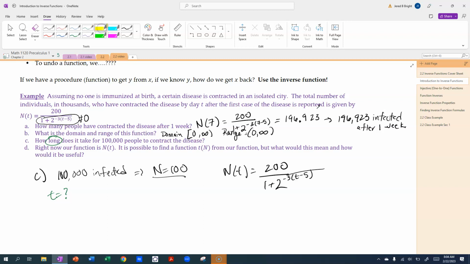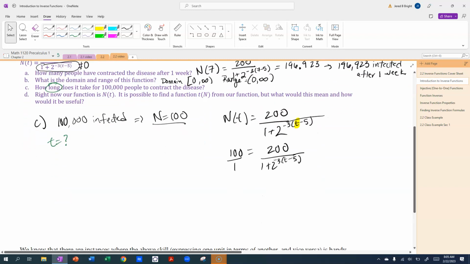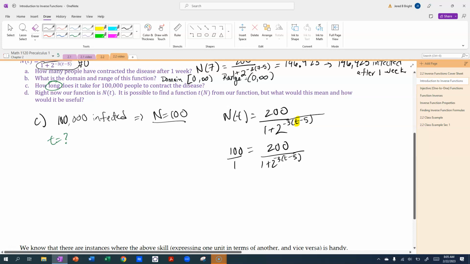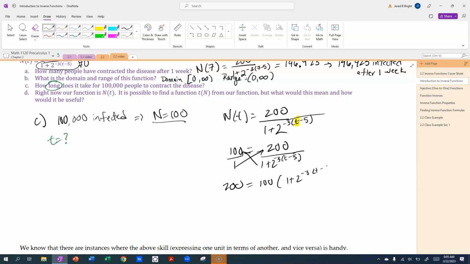Okay, I am trying to solve for t. I want to know what t is. Well, this is a difficult task because t is trapped in some things. So I could do 100 is equal to 200 over 1 plus 2 to the negative 3t minus 5. Then I can put this over 1 and do some cross products. So 200 is equal to 100 times 1 plus 2 to the negative 3t minus 5.